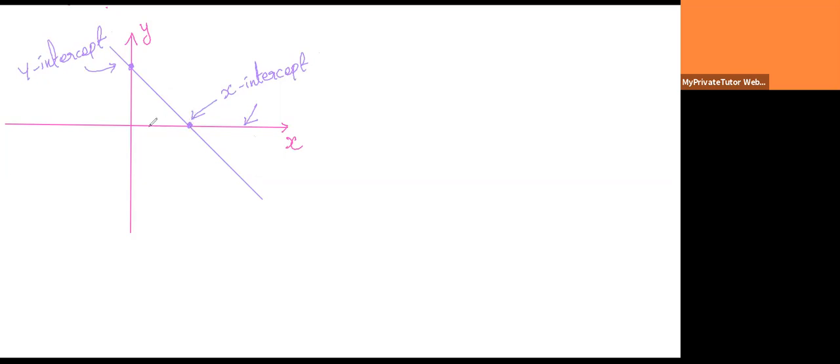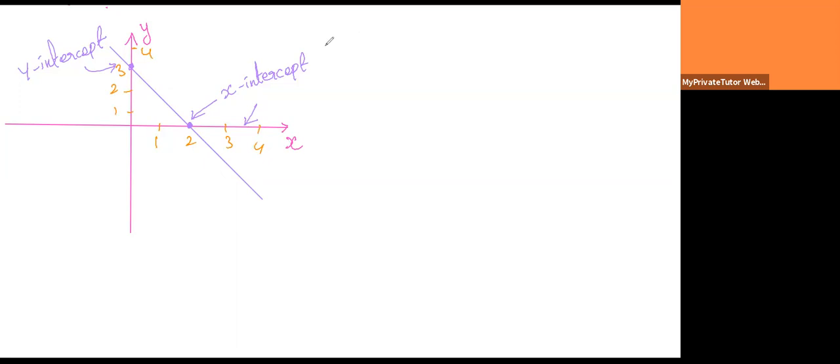So what is this value? Okay, let's take a random example here. So this is 1, this is 2, this is 3 and 4. So let's say in this case 1, 2, 3. So can anybody tell me what is the value of x-intercept and y-intercept here? Anyone? Okay. So x-intercept is 2.